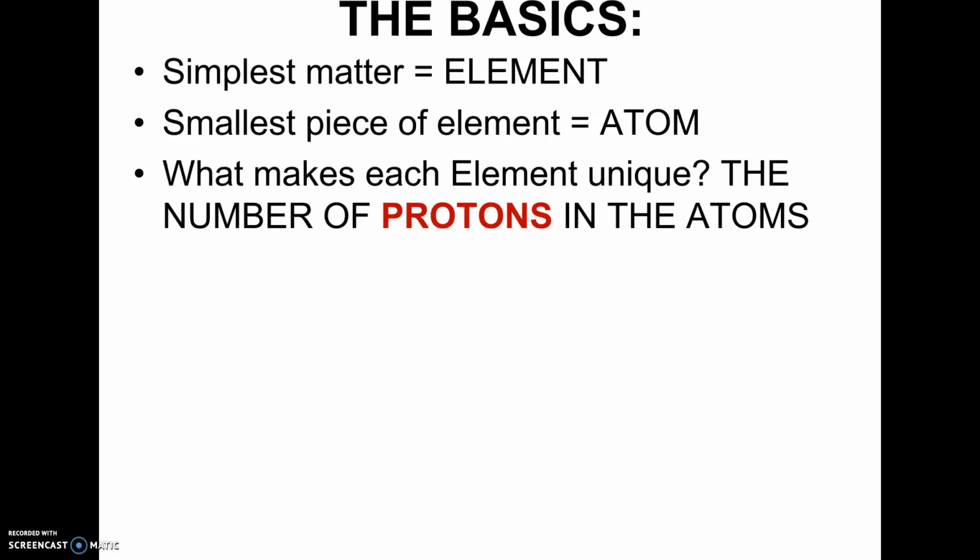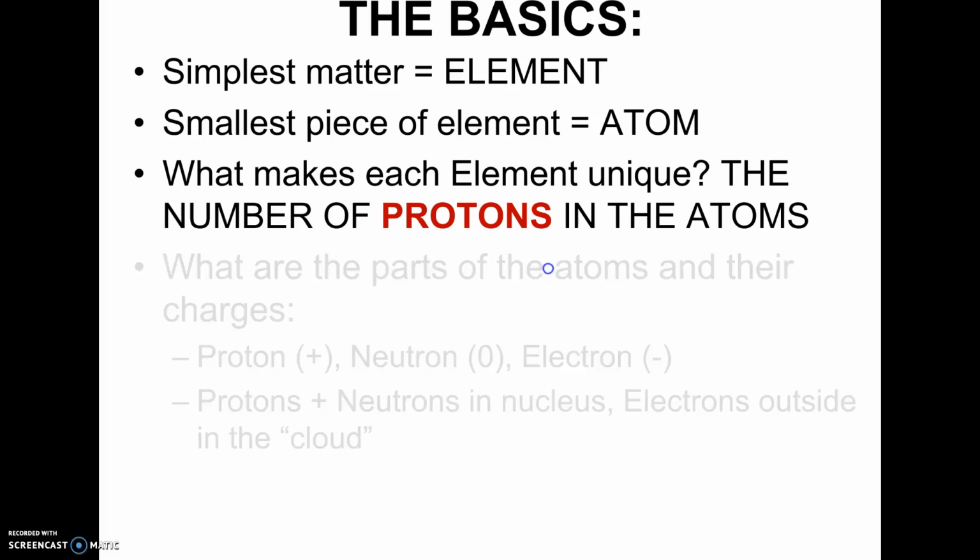So, what makes each element specifically unique is going to be the number of protons. I can have carbon with different numbers of electrons. I can have carbon atoms that have different numbers of neutrons. But I cannot have carbon atoms with different numbers of protons, because if I add a proton to carbon, it's not carbon anymore, it's nitrogen. And if I take a proton away from carbon, it's not carbon anymore. Now it's boron. So the number of protons is specific and makes an element have its properties.